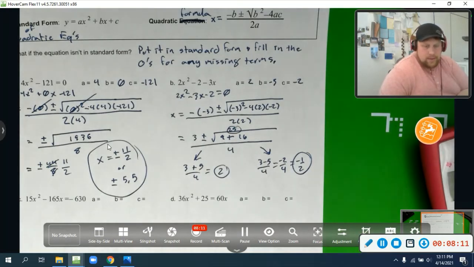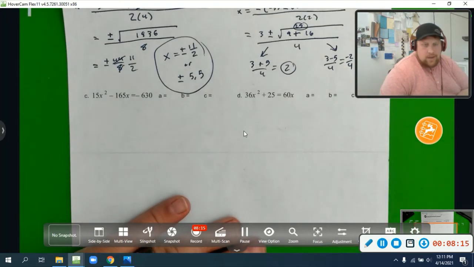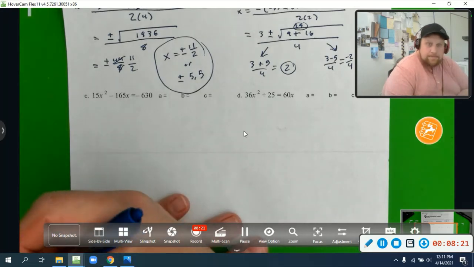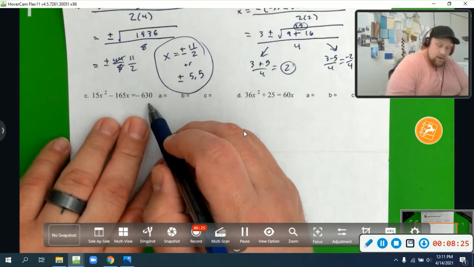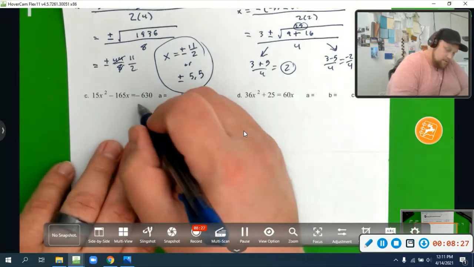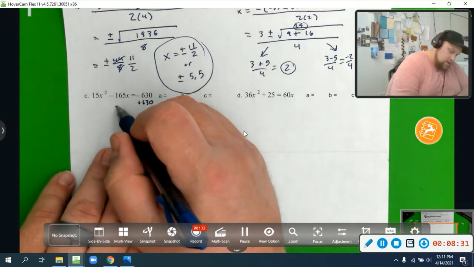Okay, let's go ahead and move on to C and do the same thing. So first, I honestly think you can factor 15 out of each of these terms, but I don't care to because I'm using the calculator anyway, and it doesn't matter. So what am I going to do if I have a number on the other side of the equal sign? Well, just add it back over.